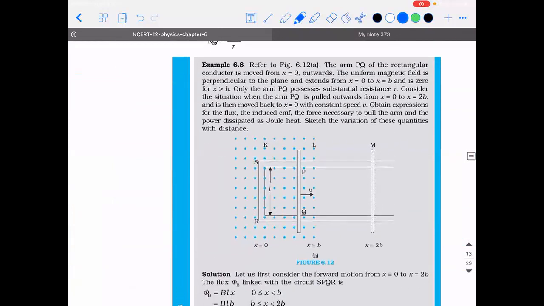We will do another problem. This is a very, very important problem. This is based on the motional EMF concept only. So let's do example 6.8. Refer to the figure that is shown here. The arm PQ, where is it?